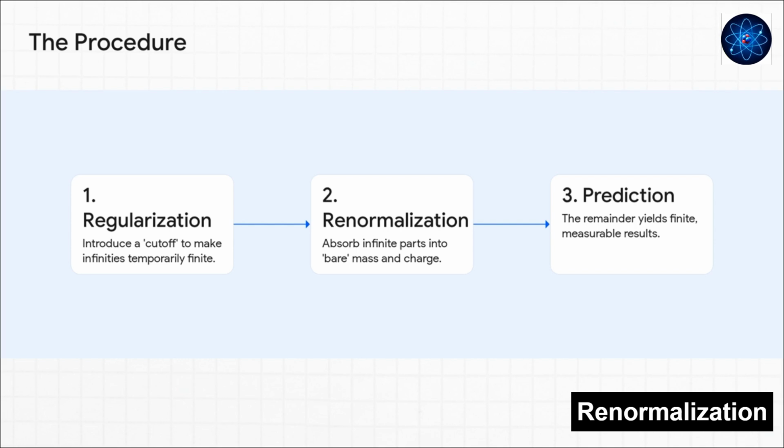Then, and this is the really clever part, they would absorb all that infinite garbage into the bare mass and charge that were already sitting in the equations. And what was left over? A nice, clean, finite number. Something that gave them predictions they could actually go out and measure.